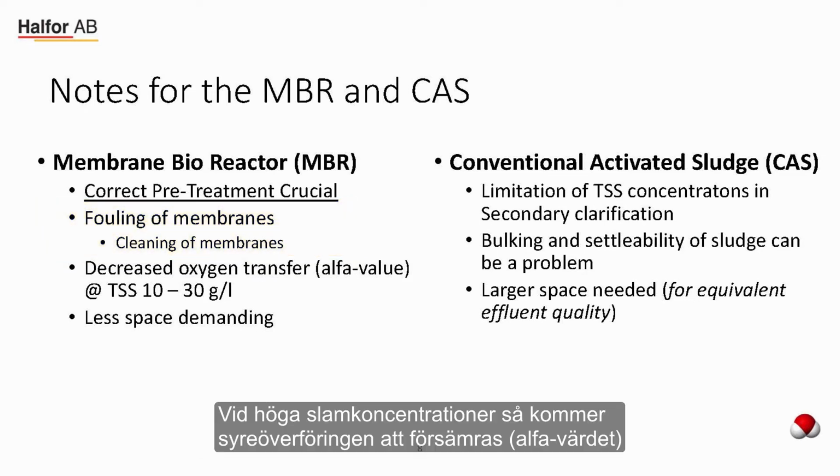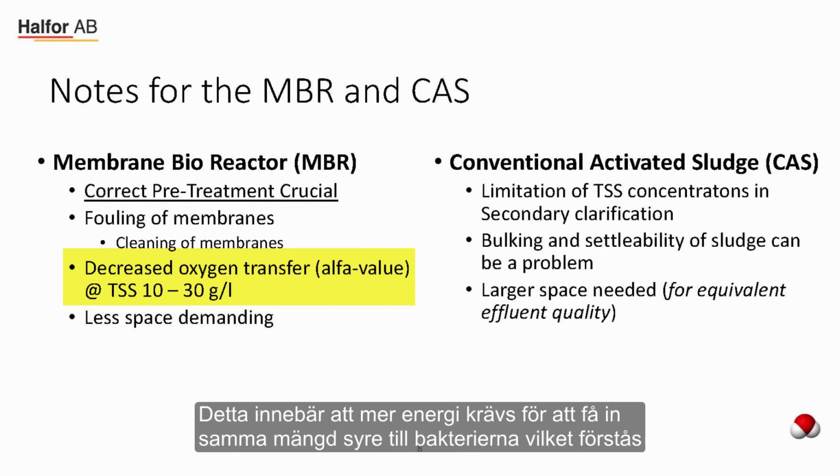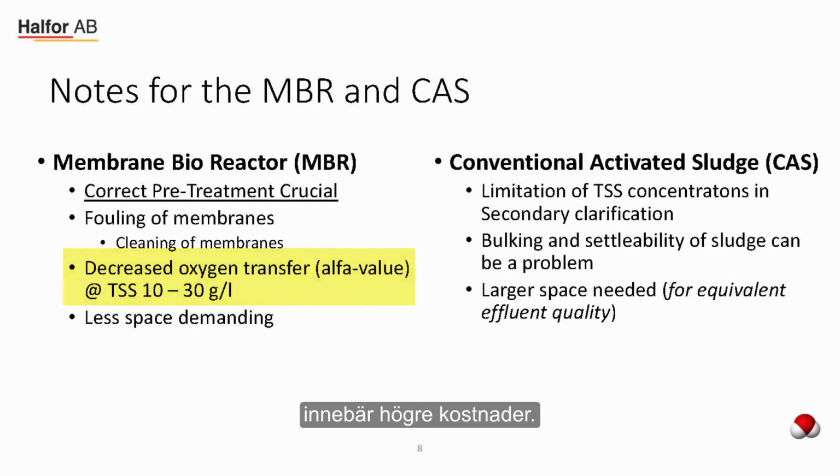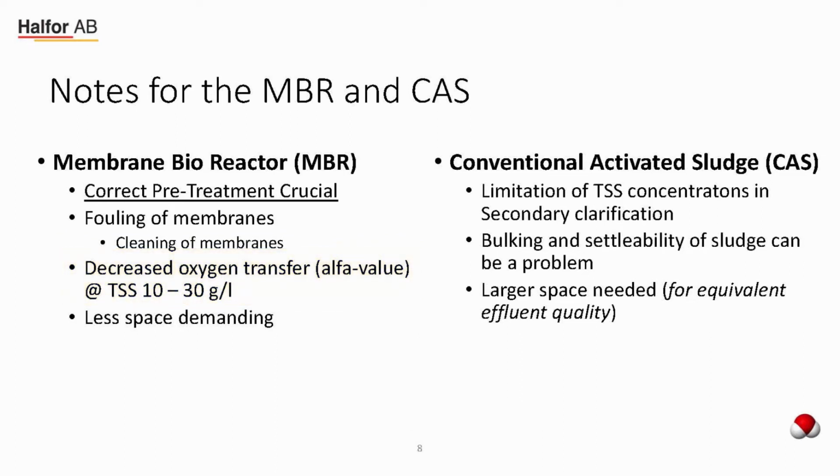Also, you have a decreased oxygen transfer, which you have to consider when you're looking at the MBR. When you're running at very high suspended solids concentration, over 10, maybe up to 30 grams per liter, 40 grams per liter, the oxygen transfer will decrease. So you will need more energy to put in the same amount of oxygen to the bacteria. This will of course cost more money.